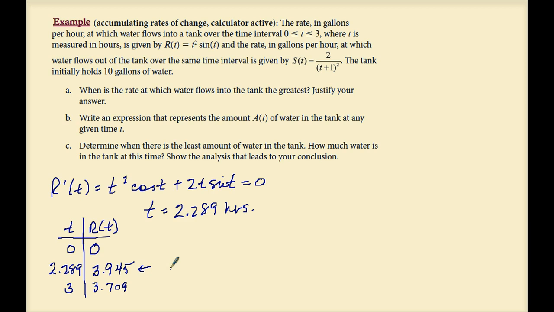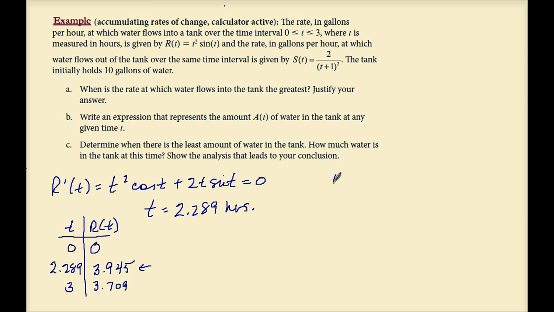Letter B. Write an expression that represents the amount A of t of water in the tank at any given time t. This will involve an expression in which the two rate functions are working in conjunction with each other. So A of t, the amount of water in the tank at any given time, will be the initial 10 gallons plus the integral from 0 to t of the R rate function minus the S rate function, water going in minus water going out.